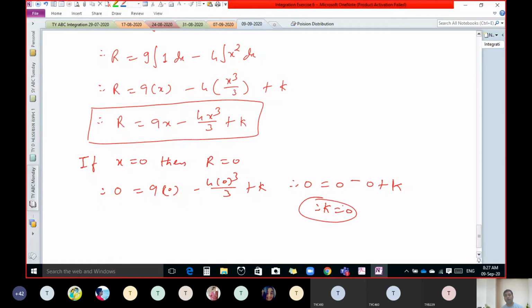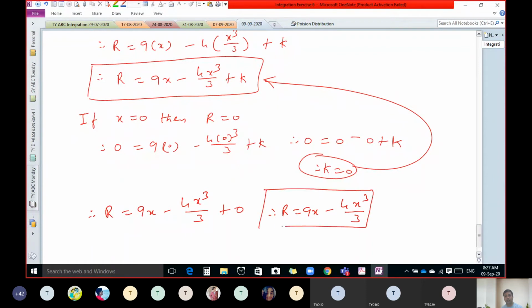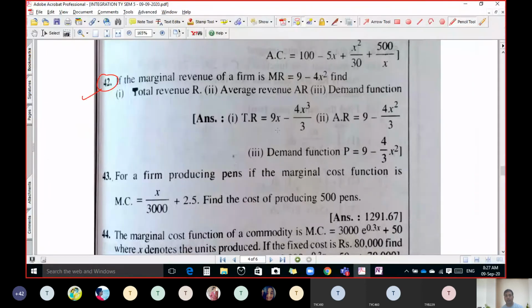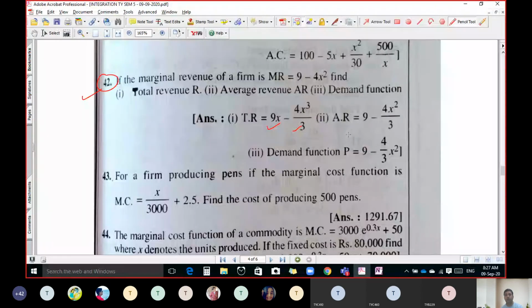So put k equal to 0 here, and we get r equal to 9x minus 4x cube upon 3 plus 0. So ultimately r equals 9x minus 4x cube upon 3. This is our revenue function. So the first part, total revenue, is 9x minus 4x cube by 3. That is the answer of the first part.